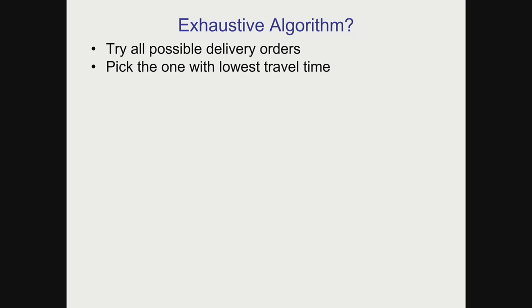So let's see how big that is. Maybe it's fine, because we can write code, we could maybe use recursion, and we could try them all. So we're going to try all possible delivery orders. And we'll write a function that can evaluate the travel time given a certain delivery order, and then we'll just pick the lowest one. Okay, so how many combinations do we have?